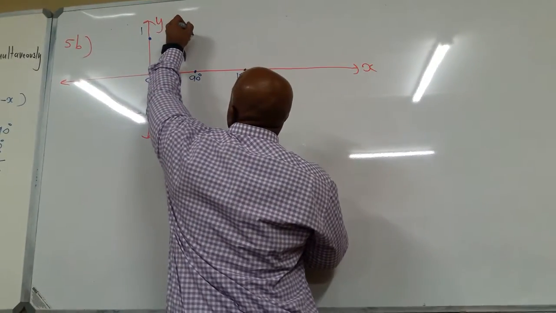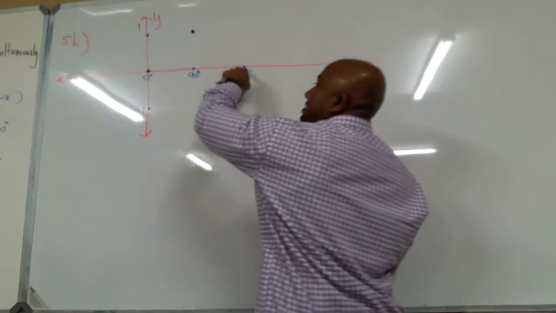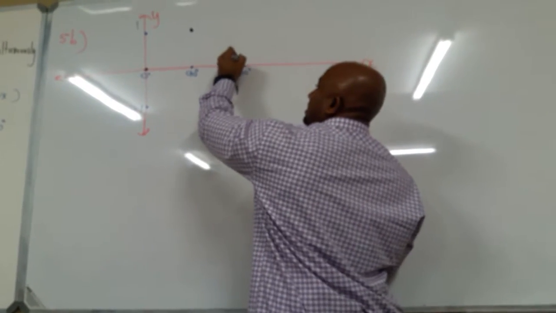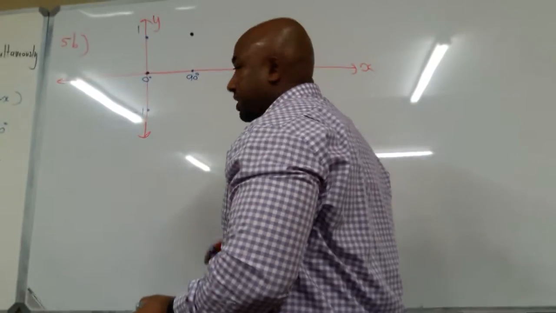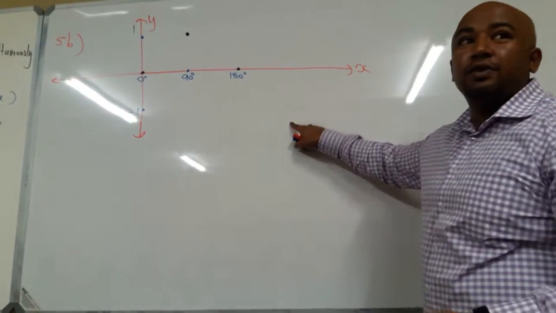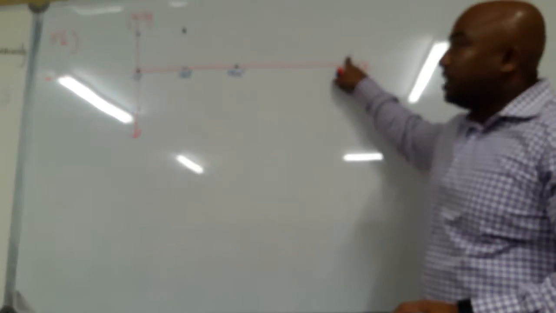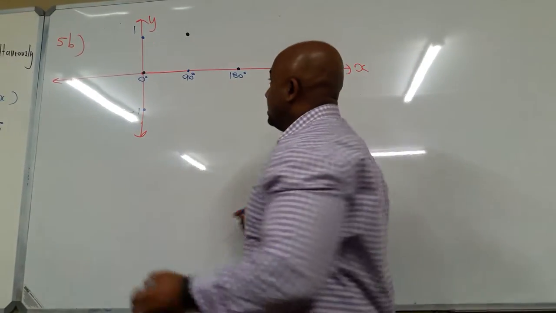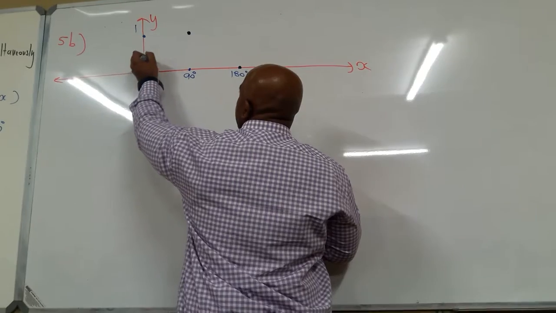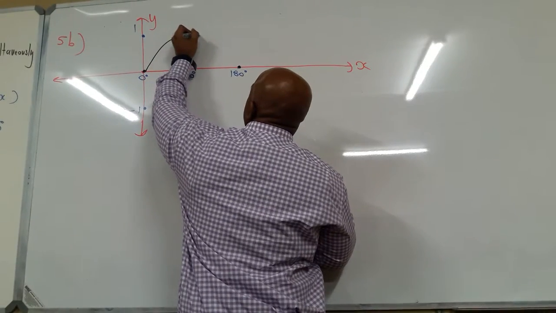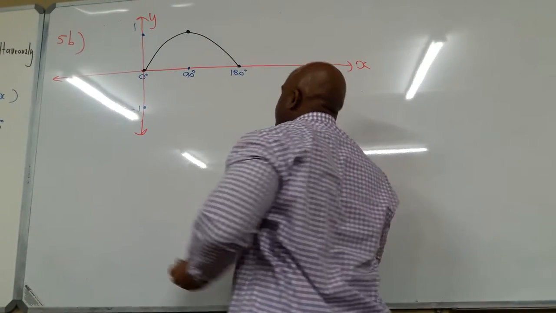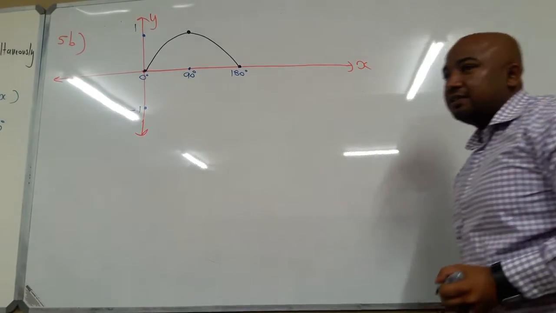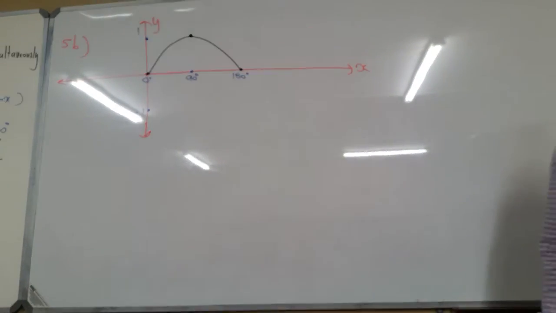Sine of 90 degrees is 1. Sine of 180 degrees, 0. Sine of 270, minus 1. 360, 0. That's one full cycle, but our restriction is from 0 to 360 degrees. So here's your 90, 180. That is half of your sine cycle.